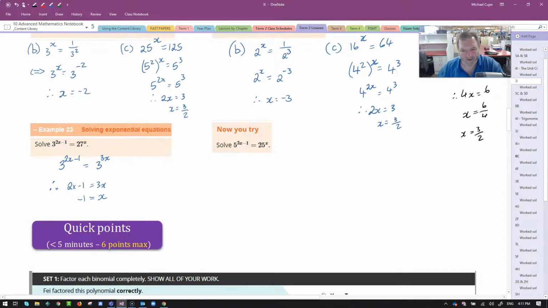All right, pause the video again. You get to try the one on the right. Good luck. All right, have a look at your answer there. See how you went. Hopefully you got x equals 1. If you substitute it back in, you'll see 5 to the power of 2. That'd be 25. 25 to the power of 1. That'd be 25. That would work too, wouldn't it?